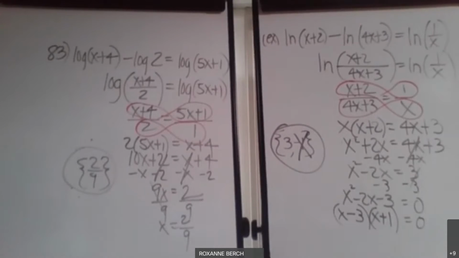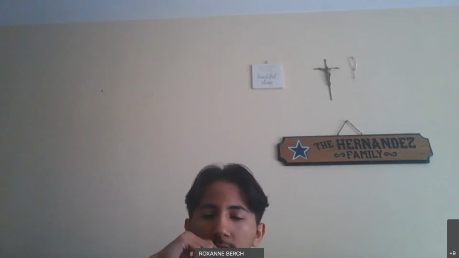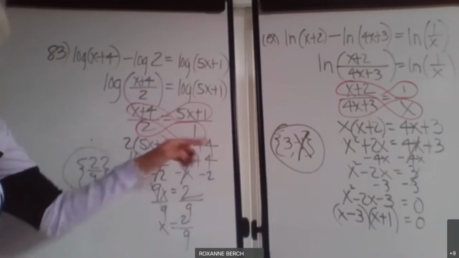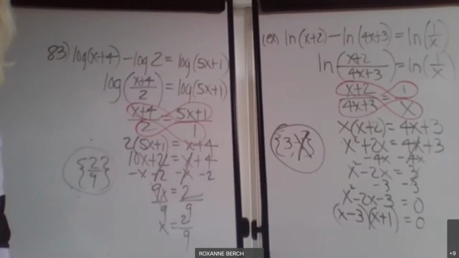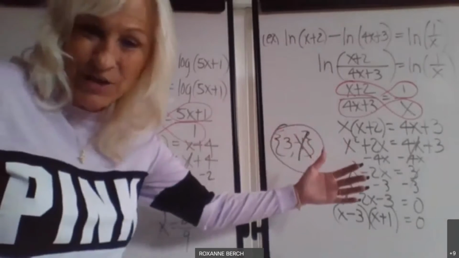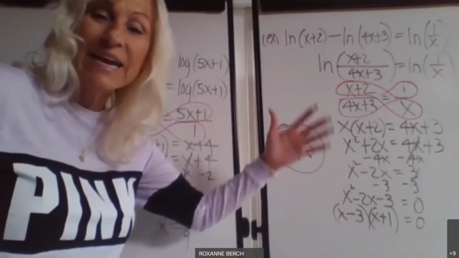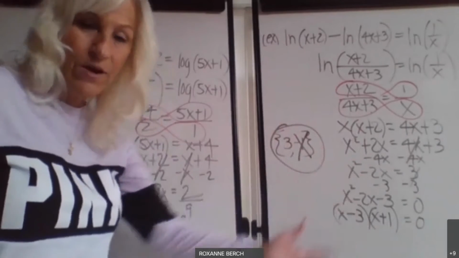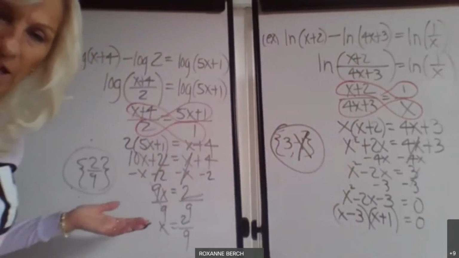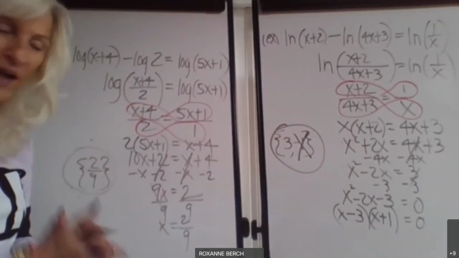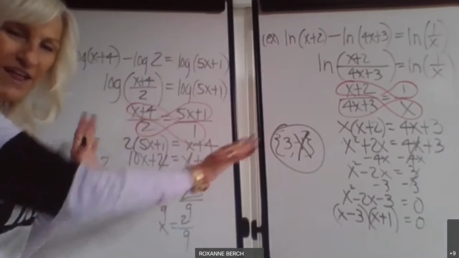Does it matter which side you put it on when you cross multiply? No, doesn't matter. You could have put x plus 4 over here and 2 times 5x plus 1. It does not matter. On this one, though, remember when you have a quadratic, you have to set it equal to 0 and try to factor. Over here, this was linear. So remember from algebra 1, you put the x's on one side and the numbers on another side?